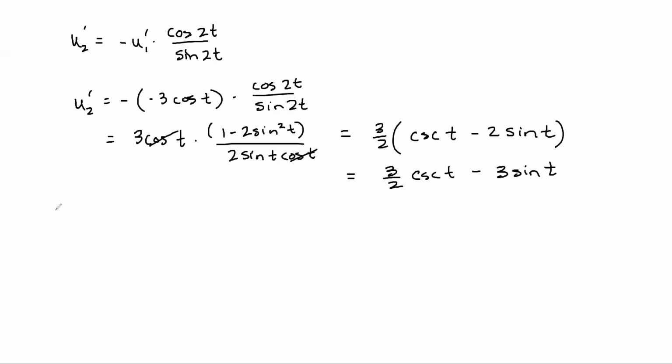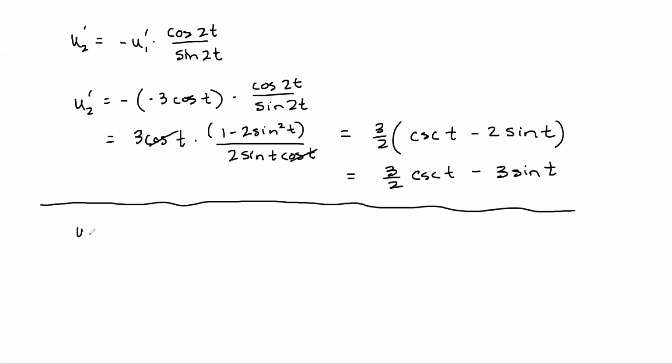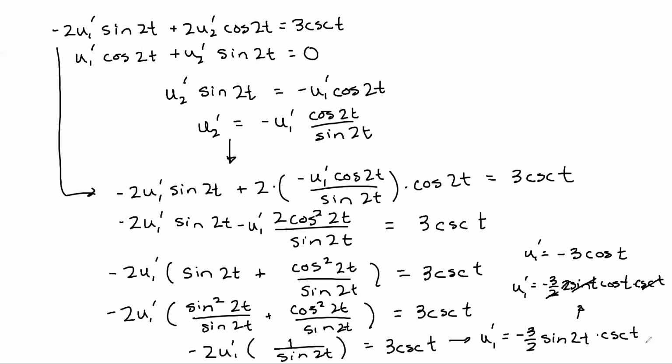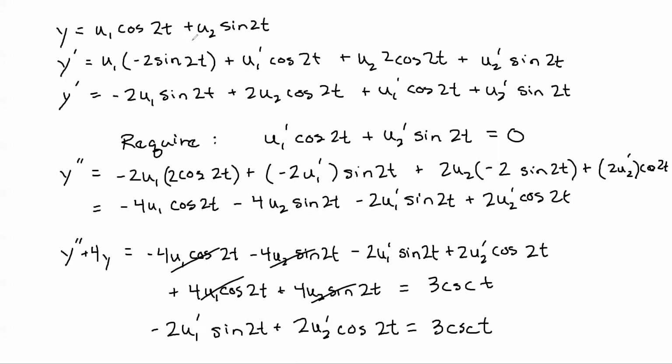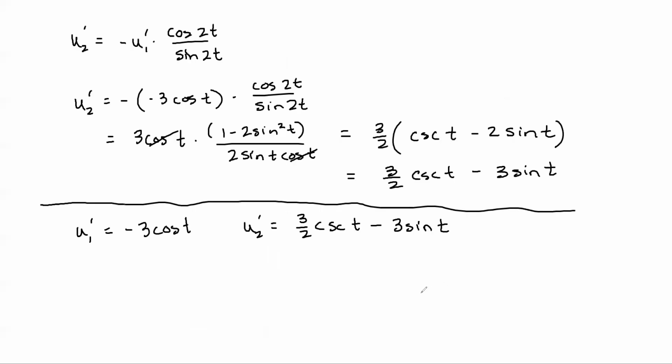Let's just take a moment and pause and see where we're at. We have u1 prime equals -3 cosine t, and u2 prime equals 3/2 cosecant of t minus 3 sine t. What we're interested in is not u1 prime and u2 prime. If we go all the way back, we're interested in u1 and u2. So how could we get u1 and u2 if we have u1 prime and u2 prime?